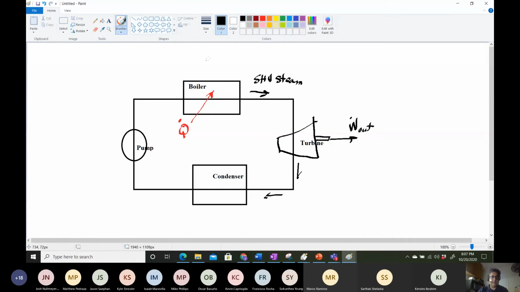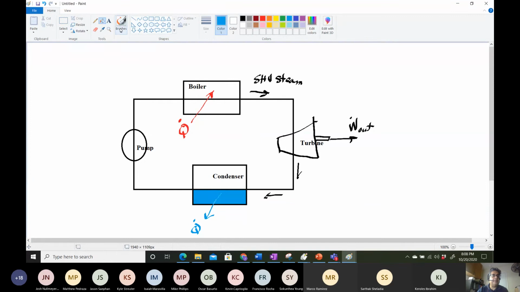Now the condenser has water cooling usually, or air cooling coils. And so what it's going to do is reject heat, so it removes heat out, and now at the bottom of the condenser, water collects, right? You get water collection because it's condensing. This is steam, right?